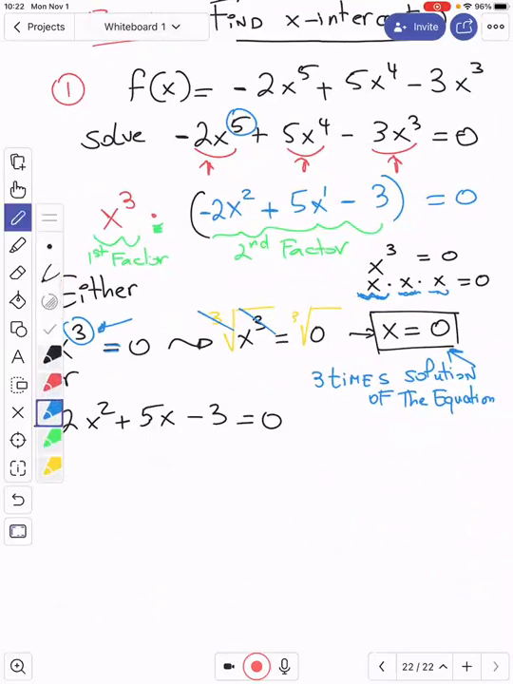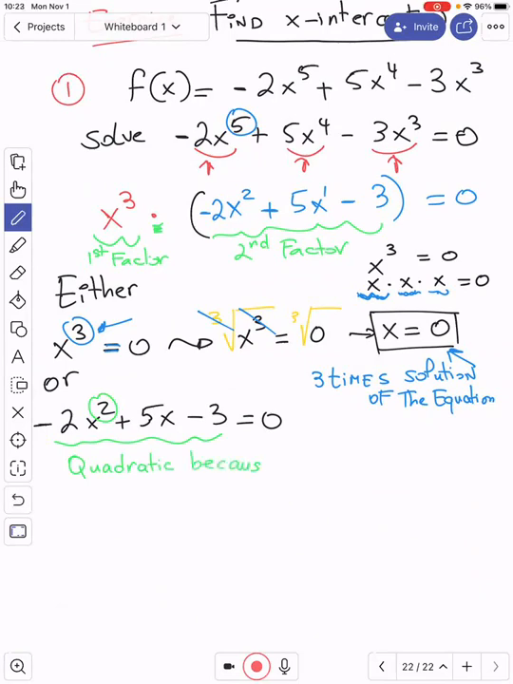And then there's a second equation, right? This minus 2x squared plus 5x minus 3 equal to 0. And that's, of course, because the highest power of x is 2. So that's a quadratic equation, right? Because the degree is 2. So then we can just apply the quadratic formula.